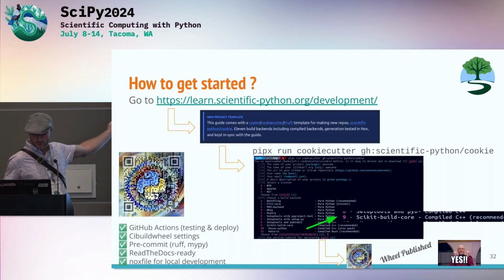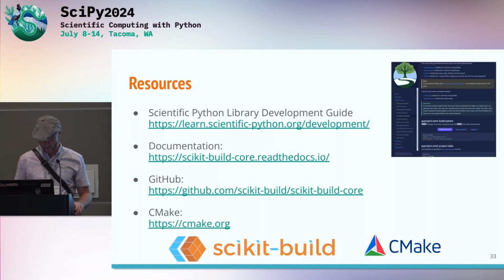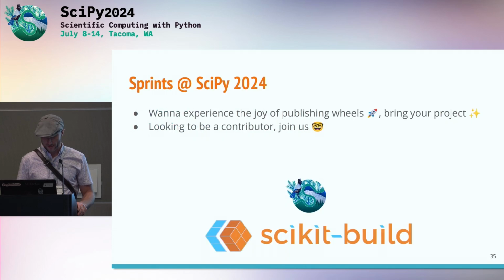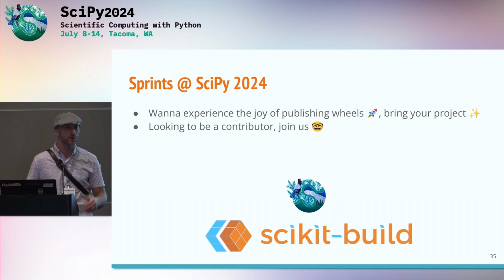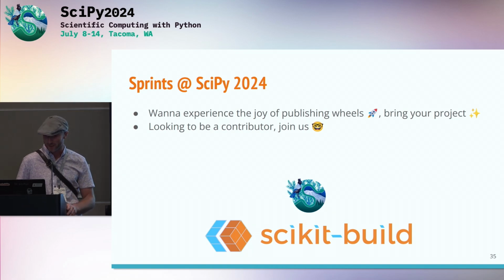The icon on the left is also a QR code, and I also have a QR code on the last slide, with some links to resources and some related work that we helped make happen. And this weekend at the sprint, if you want to experience the joy of packaging, come join us, bring your project, and if you are looking to be a contributor, join us.